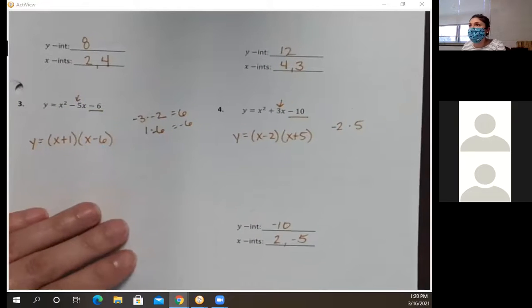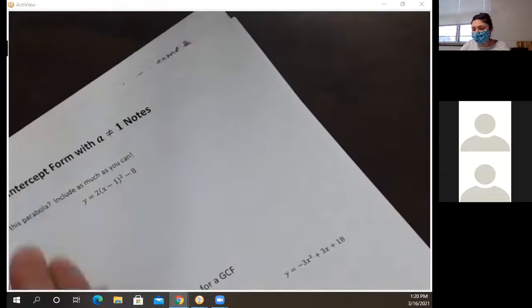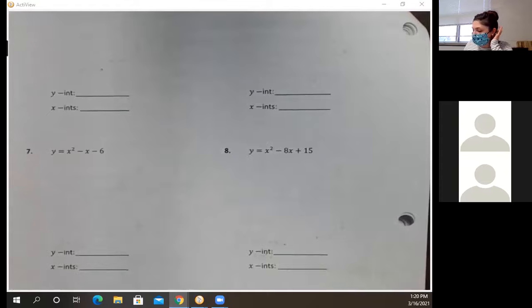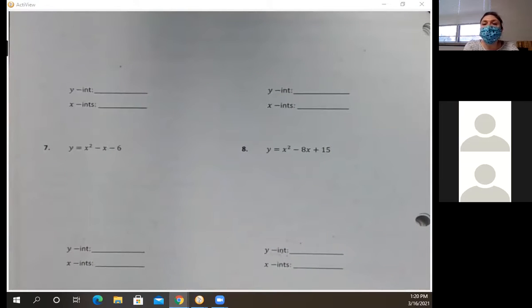Okay, so for the rest of our class time, you should be able to get this done in class. I want you to work on page 20. Whatever you don't finish from page 20 is your homework. You have 6 more problems, same idea, factor, give me that intercept form, and then identify your x and y intercepts. So page 20 is your remaining work for today.